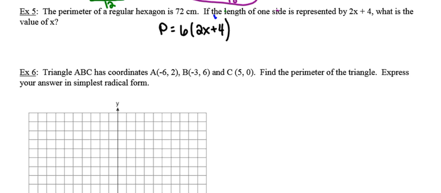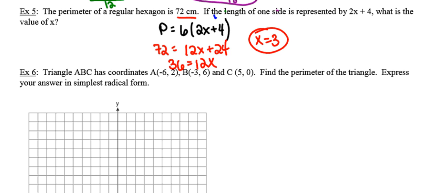So now I know the perimeter, so into this formula for p I can substitute 72, and now I'm going to distribute on the right-hand side and go ahead and solve my equation. And I determine that the value of x is equal to 3.